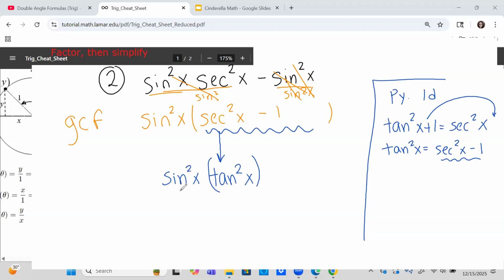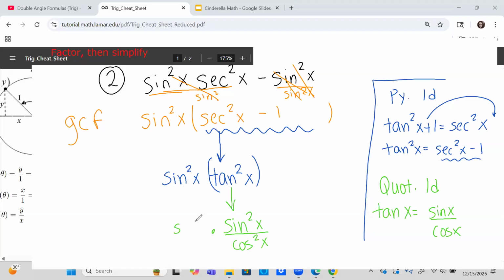Again, this next one comes up so often. If you can memorize it, that's great. If not, you would come back to your cheat sheet, back to the quotient identity. Tan of an angle is sine over cos. Well, we don't have tan, we have tan squared. That's okay, just square both of them. So that's going to be sine squared over cos squared times sine squared.